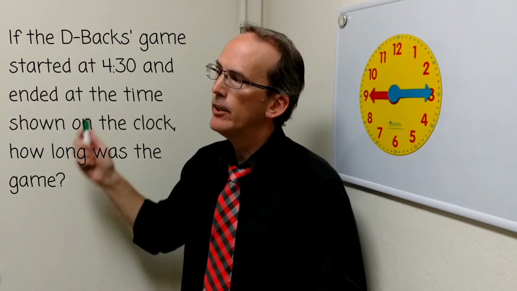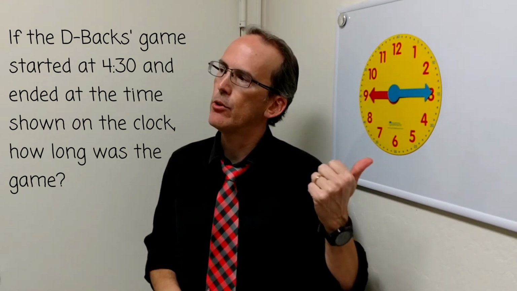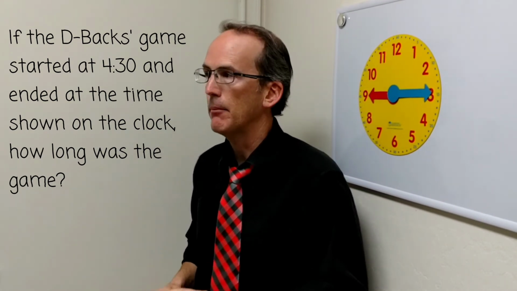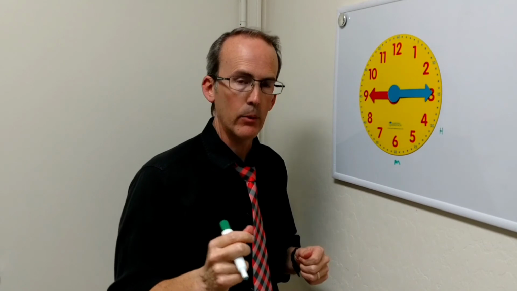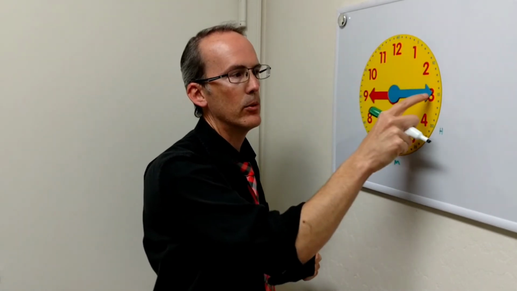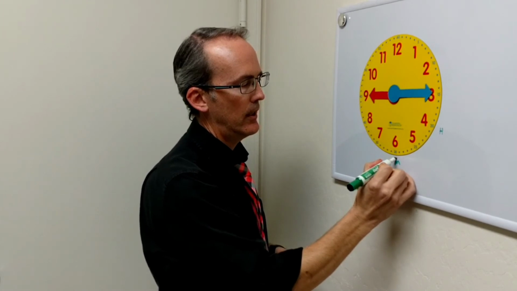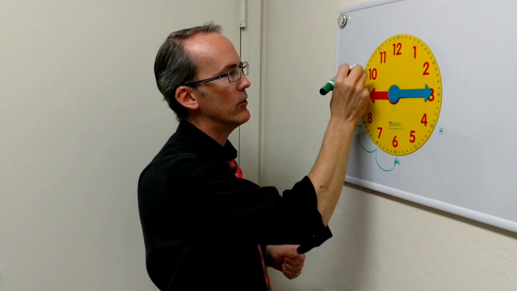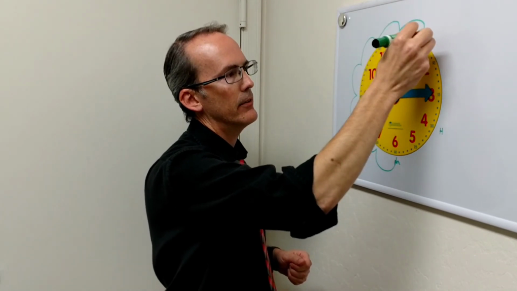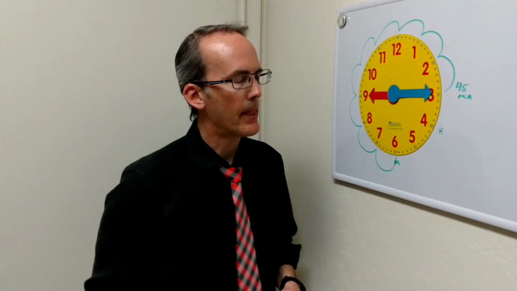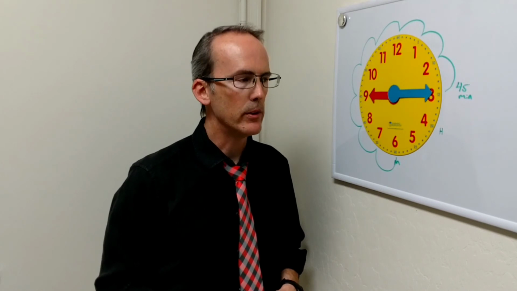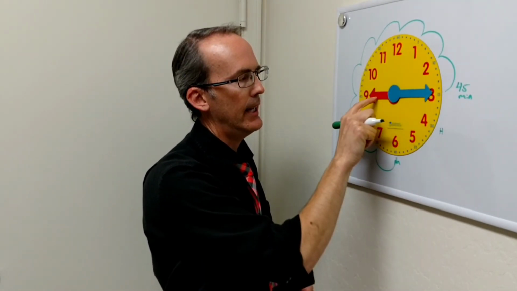This problem reads, if the D-backs game started at 4:30 and ended at the time shown on the clock, how long was the game? Okay, so 4:30, so our hour is 4, our minutes 4:30. We're going to start again with the minutes, and we're going to count around the clock until we get to the minute hand. So here we start, 5, 10, 15, 20, 25, 30, 35, 40, 45. Okay, next we're going to do the hours. We're going to start here, and we're going to end here.